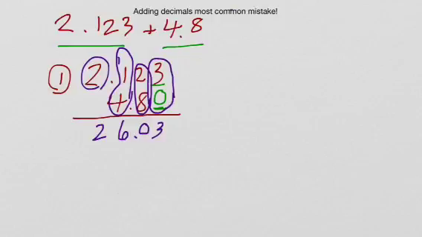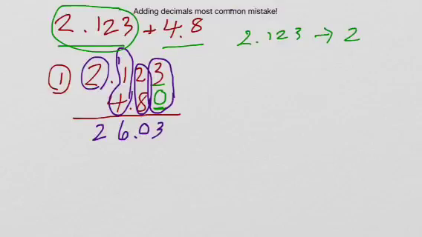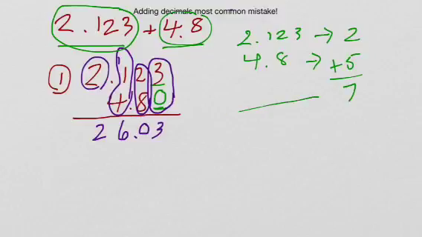Now, had they estimated first, and I'm going to do that now. I'm going to take this 2 and 123 thousandths. Well, that's about 2. And this 4 and 8 tenths, well, that's about 5. Now, if you add up 2 and 5, you get 7. And does this look at all reasonable when you look at this number right here? I don't think so.